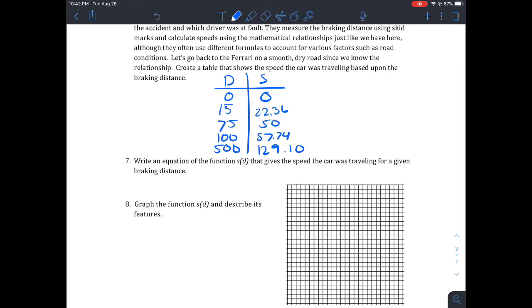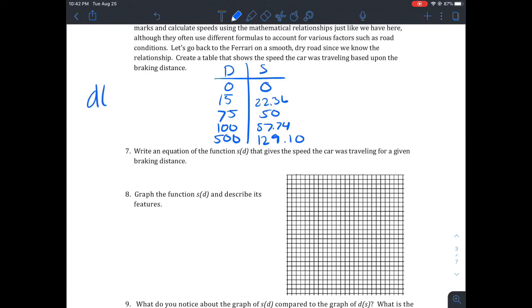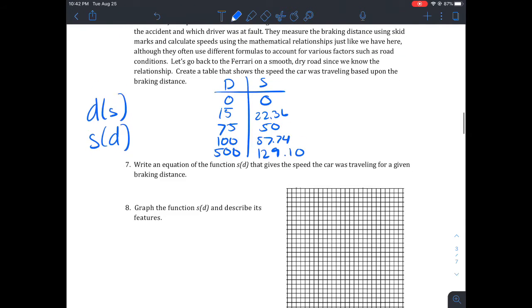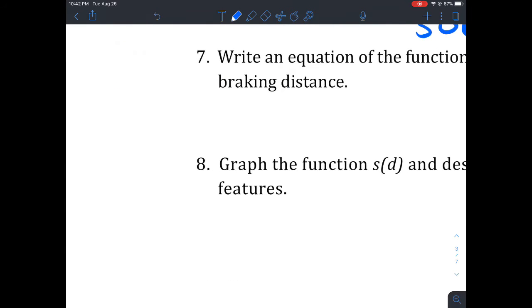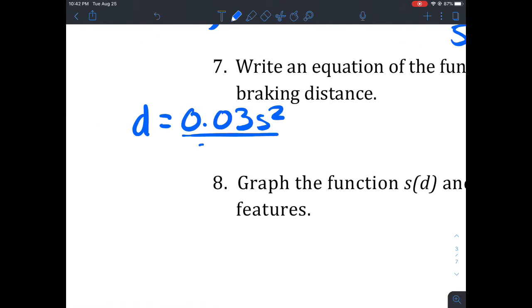129.10. All right. So for 7, it says, write an equation of the function s of d that gives the speed of the car when traveling for a given braking distance. So before we had d of s, now they want s of d, okay? So really what we have to do is essentially find the inverse. We have to solve for s, okay? So we started out with d equals 0.03s squared. And since we need to solve for s, we'll go ahead, divide by 0.03.